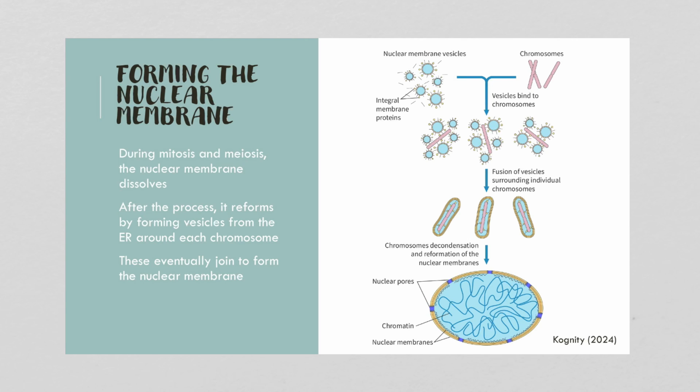If you remember your steps of mitosis and meiosis, you'll remember that during prophase of both processes, the nuclear membrane dissolves. After all of the steps of mitosis or meiosis have occurred, the nuclear membrane has to reform, and the way it does it is it forms vesicles that are from the endoplasmic reticulum, and they form around each chromosome. Each of those chromosomes that are wrapped in vesicles all join together and then form the nuclear membrane, and all of the chromosomes are contained inside that membrane, forming the nucleus.